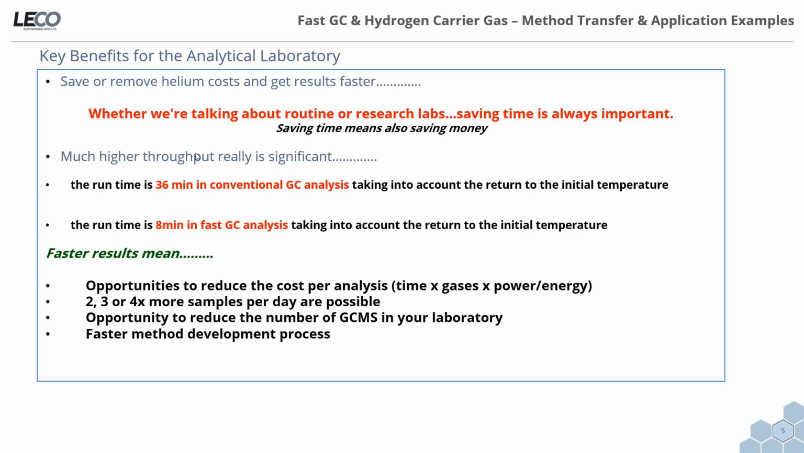So we can substantially save time and therefore power and energy used, and we can run 2, 3 or 4 times more samples per day depending on the application, and that can equate to running fewer systems perhaps. And also an additional benefit is that the method development process is faster when each run time is quicker.